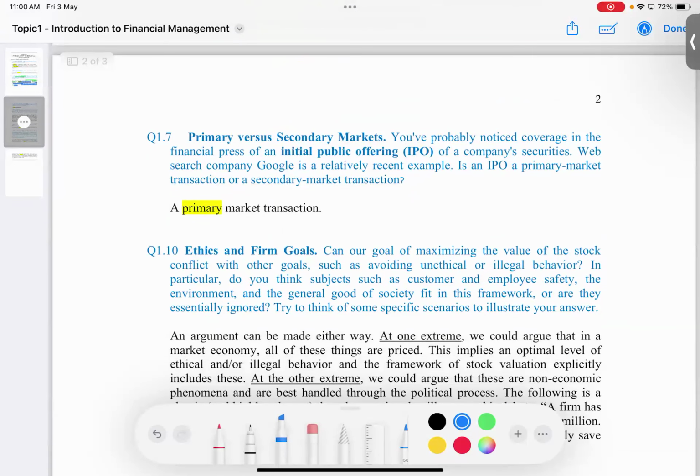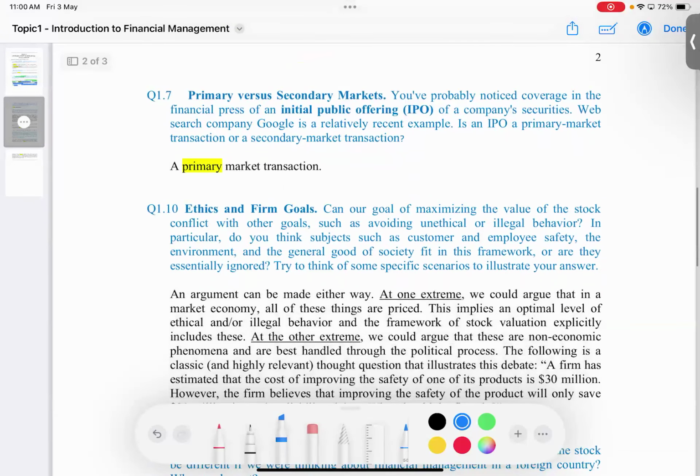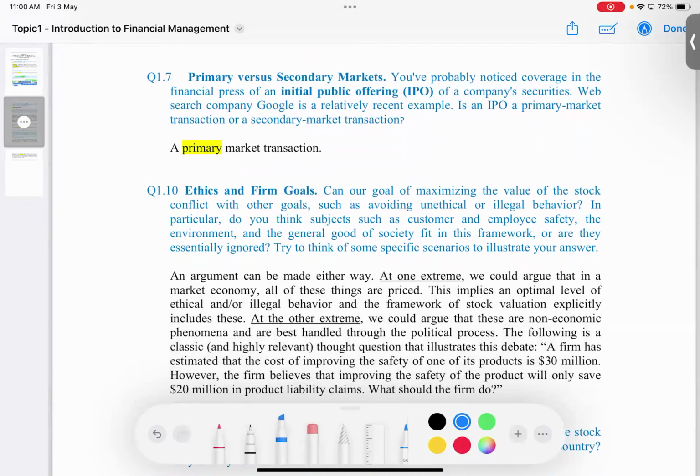Now, next question. You have probably noticed coverage in the financial press of an IPO. So when you see the word IPO, you know this is the primary market already. Web search company Google is a relatively recent example. Is an IPO a primary market transaction or a secondary market transaction? So this is primary. IPO refers to newly issued shares. Therefore, it is primary.